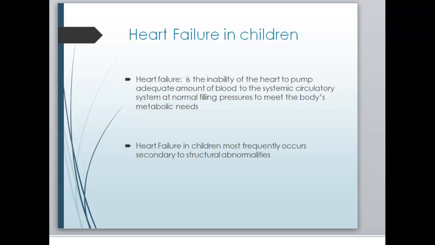So with that, we need to understand heart failure in children. Heart failure is the inability of the heart to pump an adequate amount of blood to the systemic circulatory system at normal filling pressures to meet the body's metabolic needs. Heart failure in children most frequently occurs secondary to structural abnormalities, which is what we just spoke about.